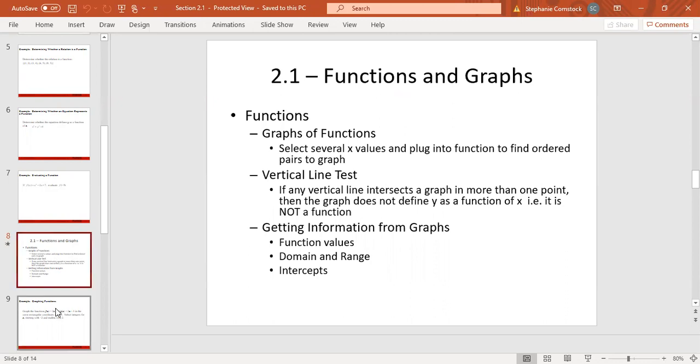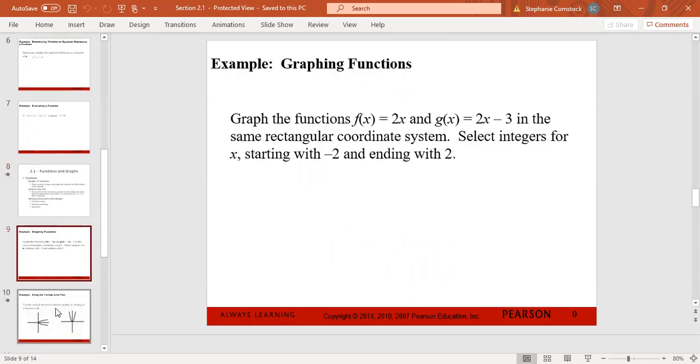The example we're going to look at is they would like us to graph the function f of x equals 2x, and then g of x equals 2x minus 3, on the same coordinate system. This one says they would like us to select integers from -2 to 2. So we're going to take a look at how we would go through and process this.